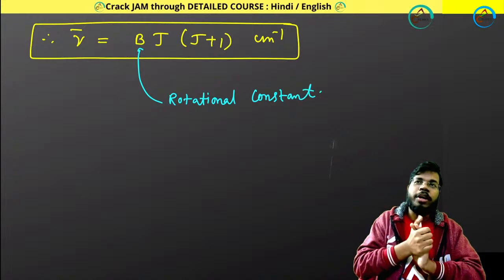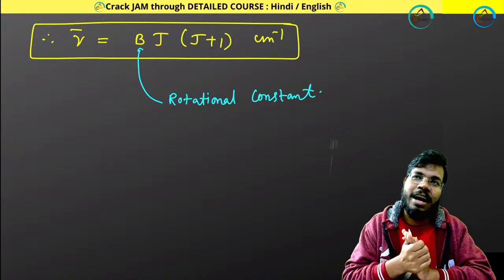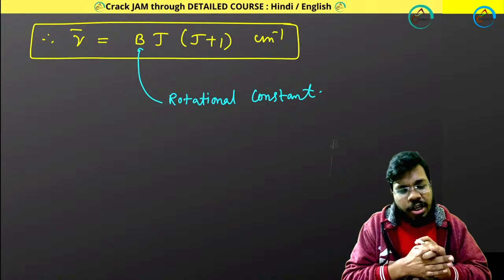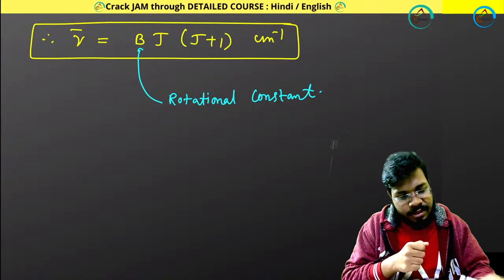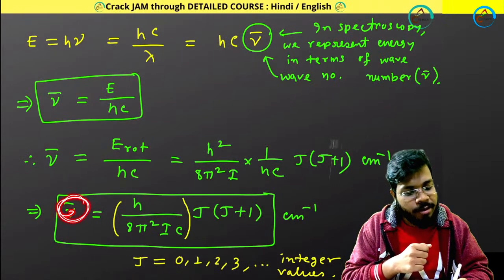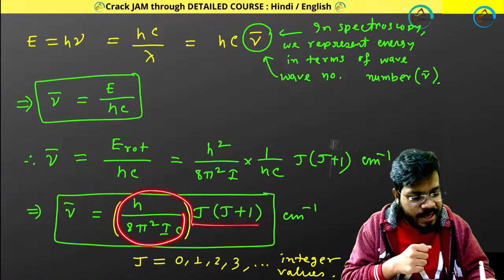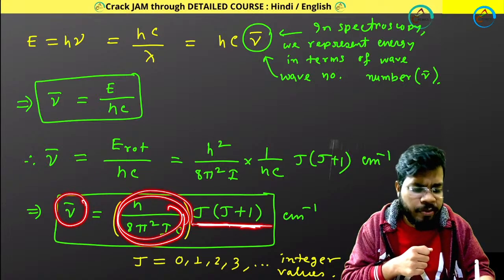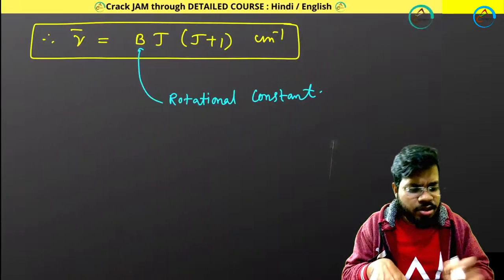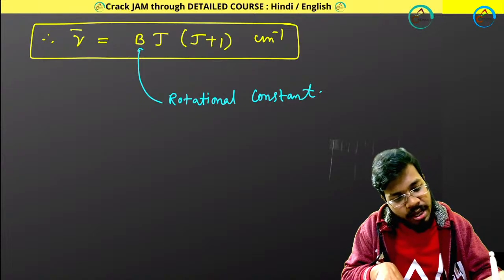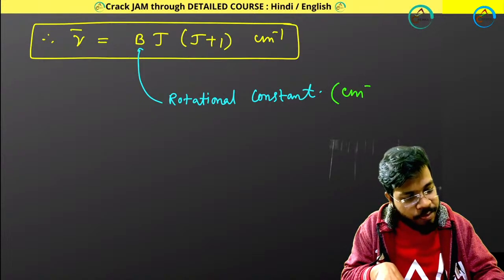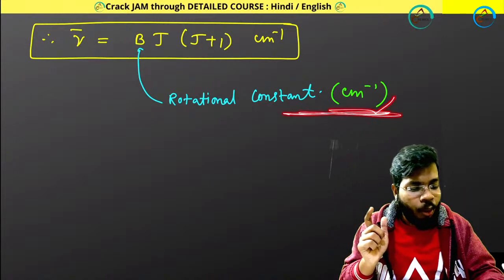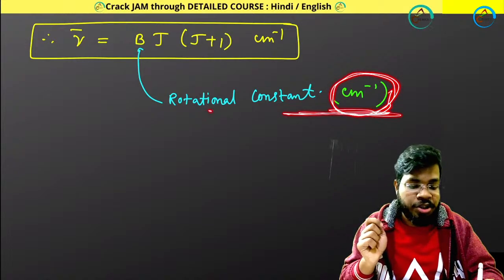Your B is called the rotational constant. Great. I hope you got it. Now finally, your rotational constant would have the same unit as nu bar, because here this has no unit, so the unit of this will be the unit of this. This has no unit because it has only values 0, 1, 2, 3 like that. So the unit of the rotational constant will be centimeter inverse. Remember, in examination you may be asked what is the unit of this rotational constant B?